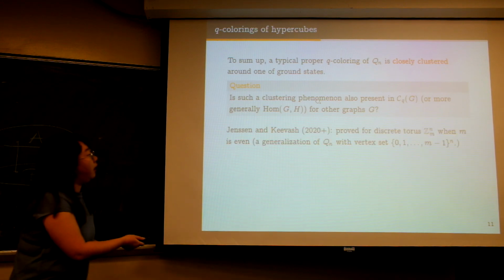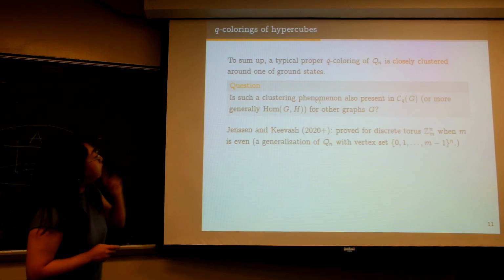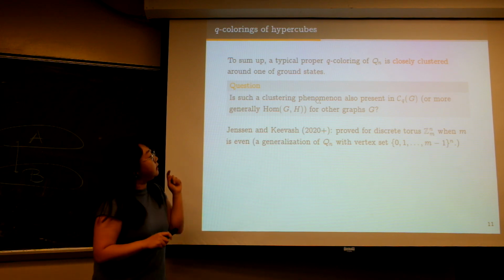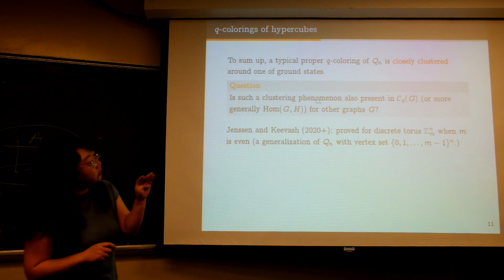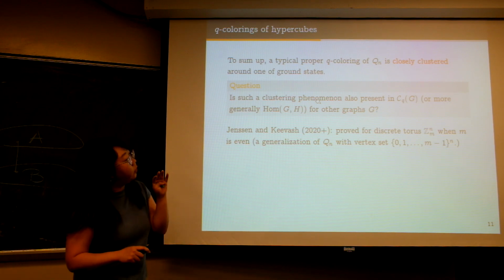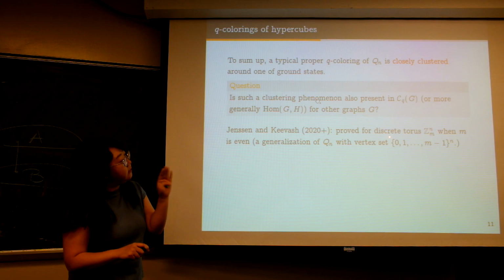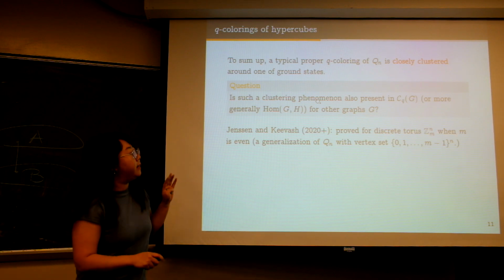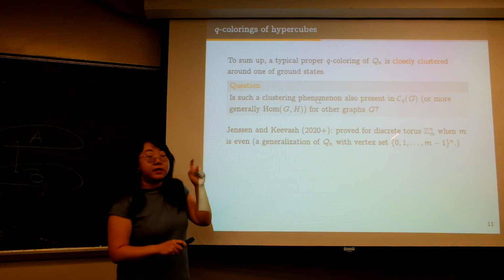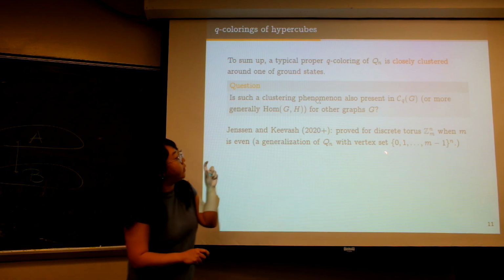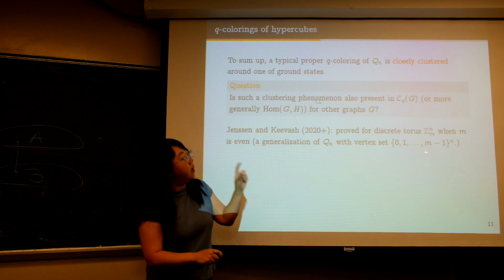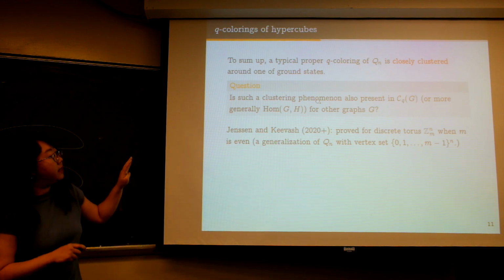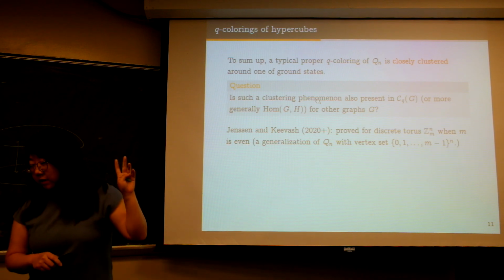So indeed, one more thing. In the paper of Jenssen and Keevash, they proved it for something a little bit more general. They also proved it for the so-called even discrete torus, which is essentially a generalization of the hypercube. But now, instead of a 0, 1 string, for each coordinate you can choose from 0 up to n minus 1. But that only works for n even; when n is odd, it's quite different.